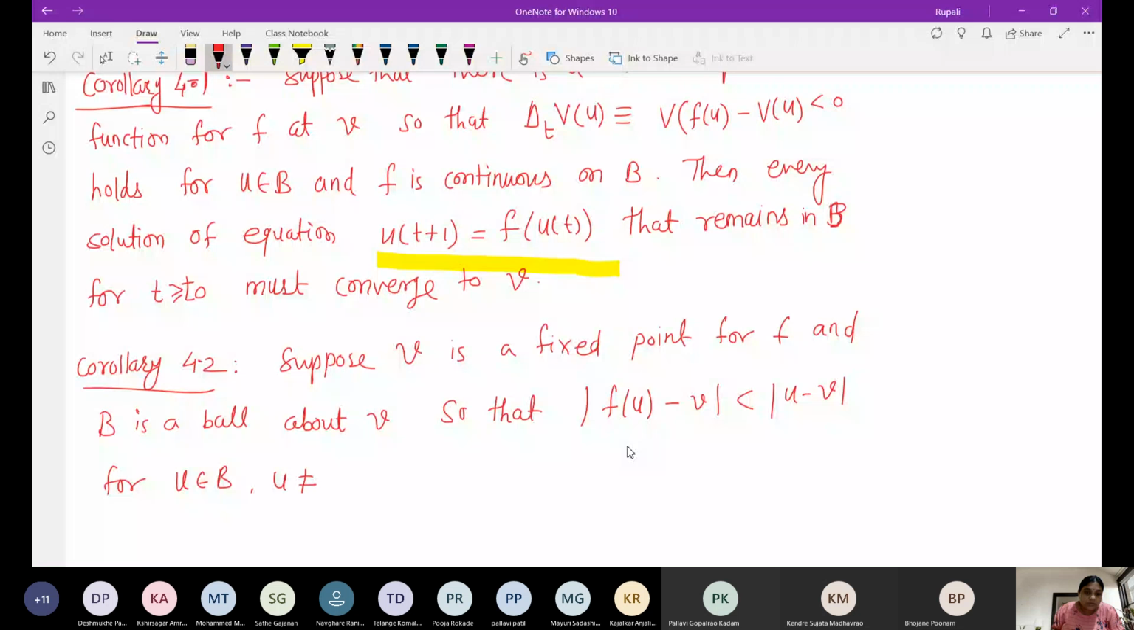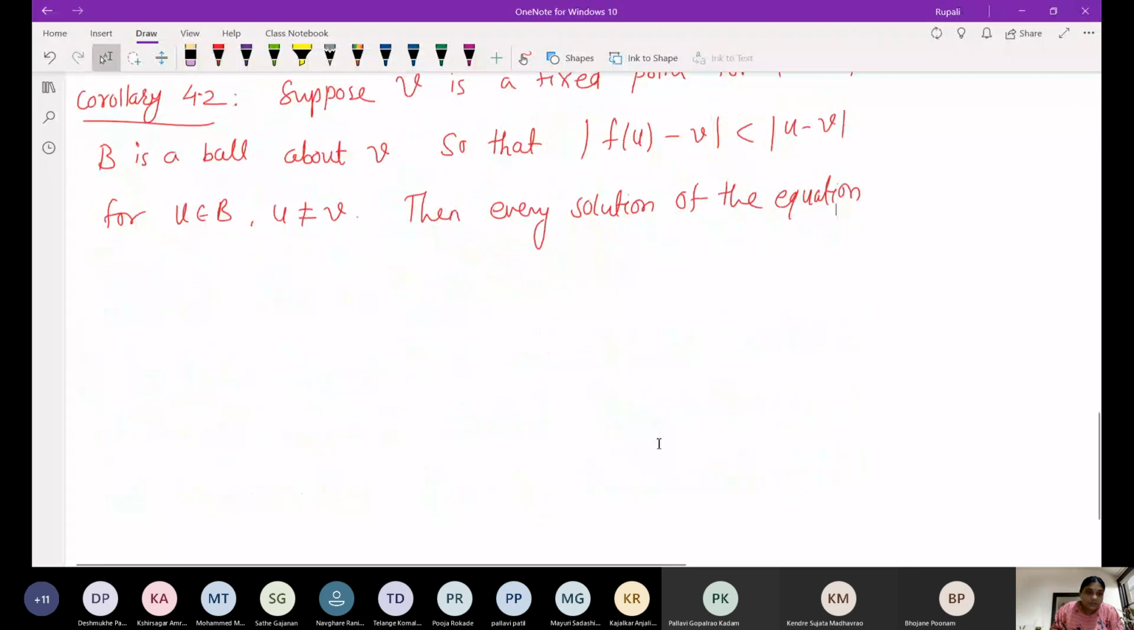Then also every solution of the same equation, U at t plus 1 is equal to f of ut, that originates in B must converge to V.